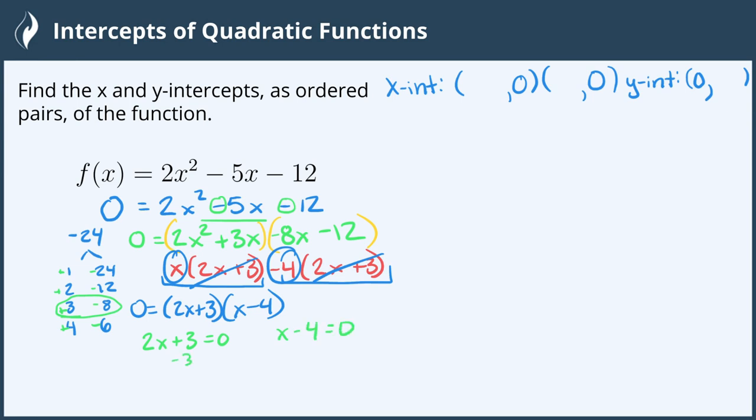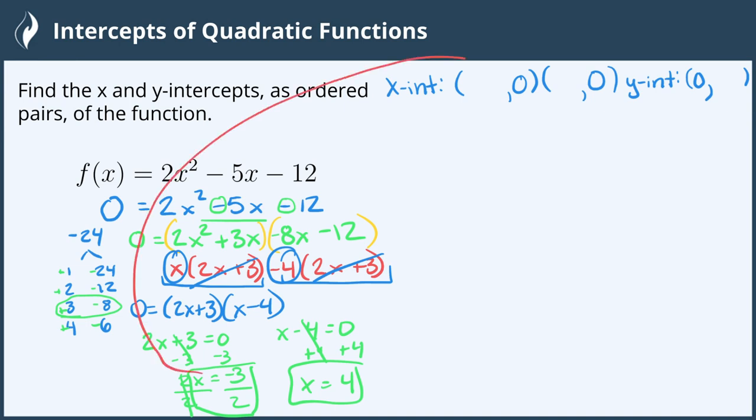Then we subtract 3 from both sides here, and we get 2x equals negative 3, and divide both sides by 2. So we get x equals negative 3 halves. On this one, we'll add 4 to both sides, and we get x equals positive 4. So now we have our two x-intercepts. We'll put them up here, this one and this one. So we get negative 3 halves and 0 is the ordered pair, and the other one is positive 4, 0 for the ordered pair of the x-intercept.